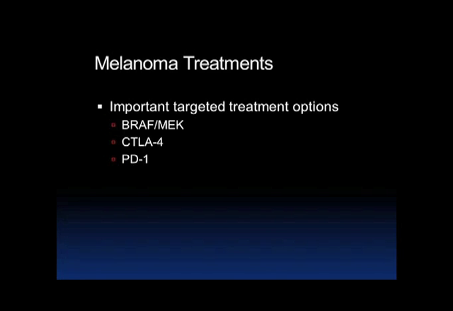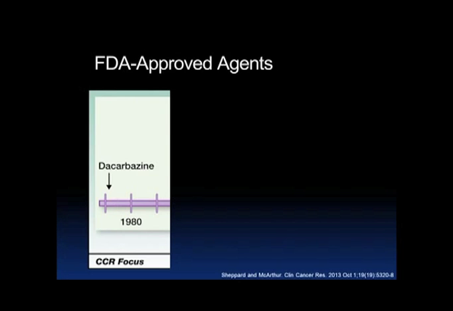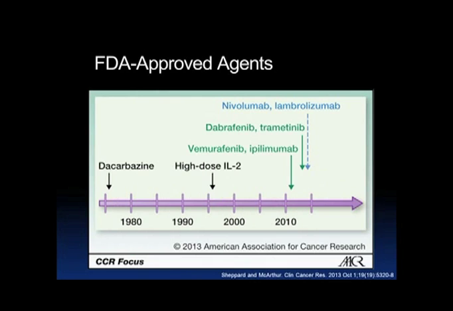BRAF-MEK inhibitors are by far the most important agents that we have right now. Now, I showed you this graph before. Up until about 2010, there was really not much going on in terms of pharmaceutical treatment. And then vemurafenib and ipilimumab were approved by the FDA. Shortly afterwards, dabrafenib and trametinib.